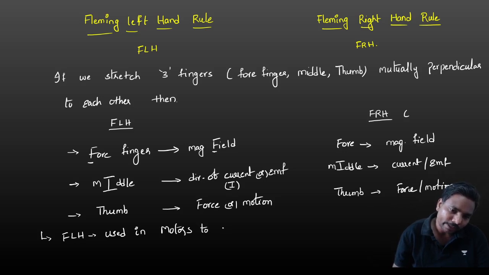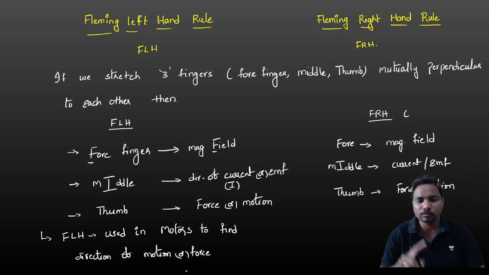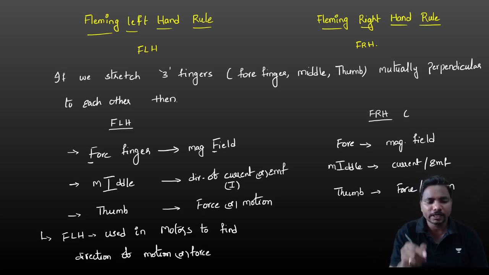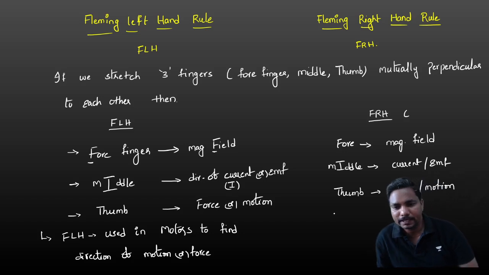Motors find the direction of EMF, direction of motion or force. Motor output is nothing but force or motion. So to find out the direction of motion or force, we use Fleming's left hand rule. In the same way, Fleming's right hand rule.